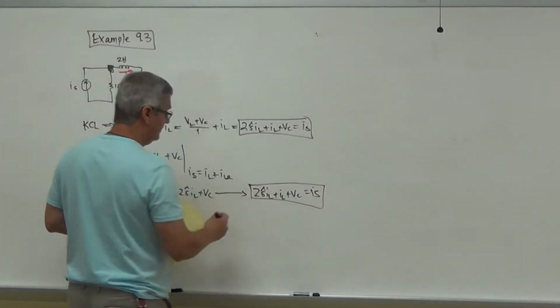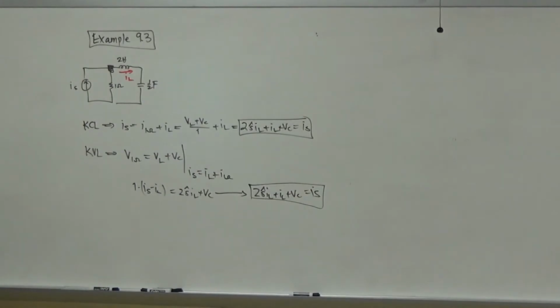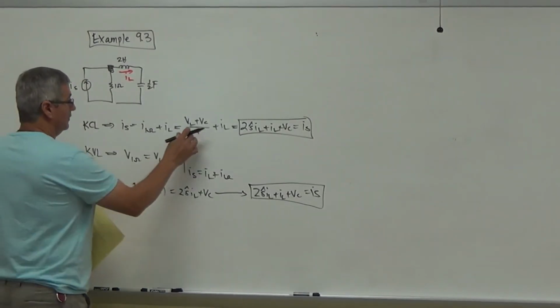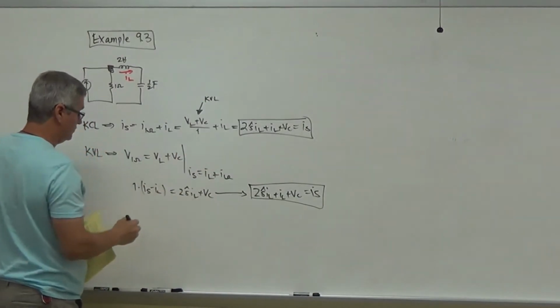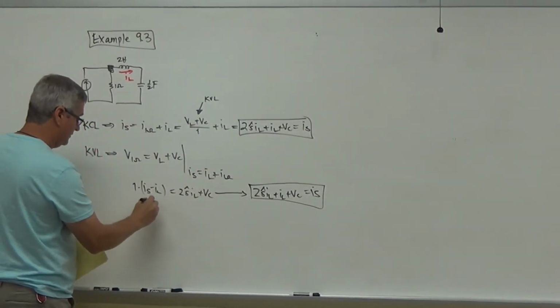Did I mess up here? Yes. Yeah, you use this. Can you do something else besides I source equals IL plus I1? Because that's your original equation for KCL. This one I use KVL. This one here I use KCL.